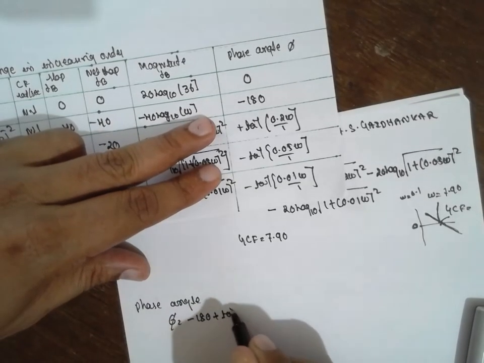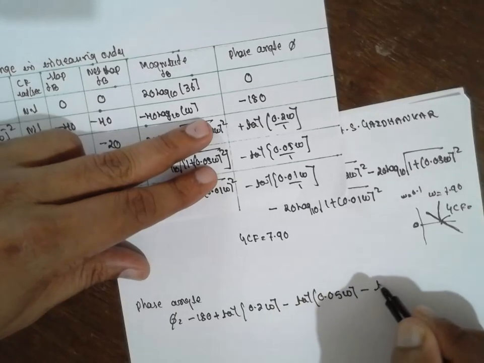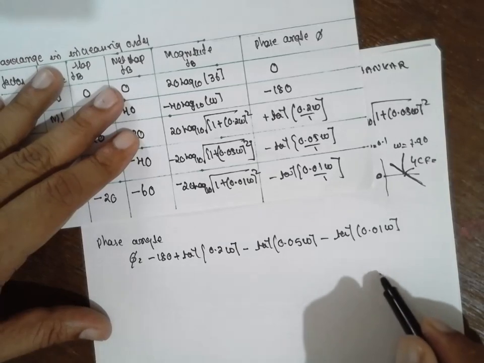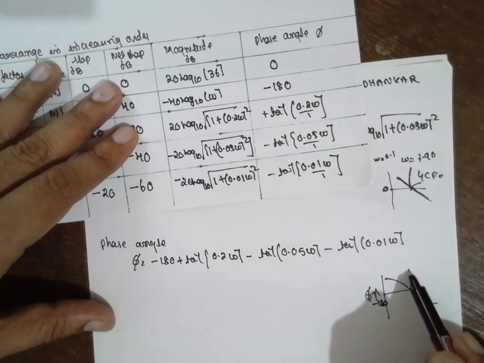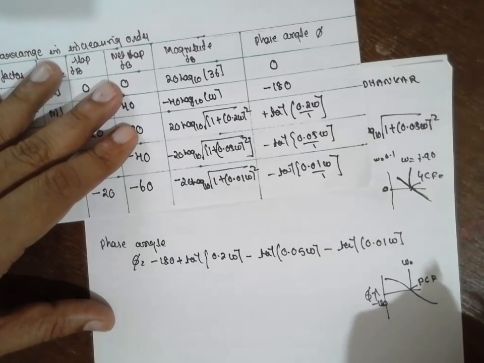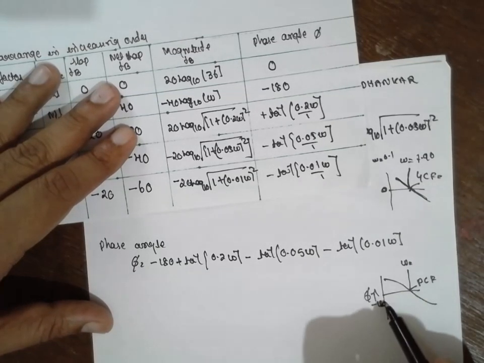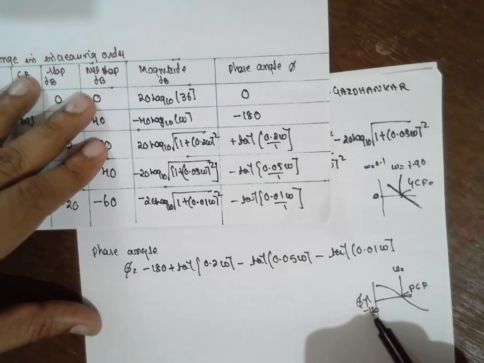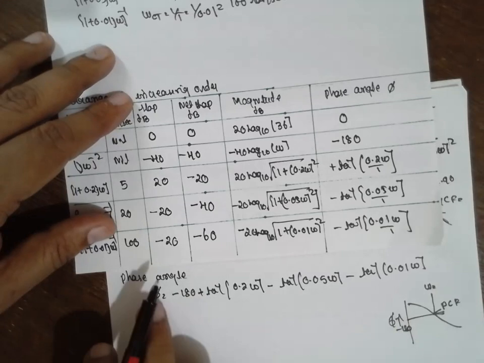Phase angle phi is equal to minus 180 plus tan inverse 0.2 omega minus tan inverse 0.05 omega minus tan inverse 0.01 omega. In the normal case, every time the phase angle crosses minus 180, it moves in this way. Here also you have to find the omega value. This we call the PCF, phase crossover frequency. This is the gain crossover frequency. What is the value of omega when 180 is there? Every time we draw this as the reference line, 180, and this one as 0. In the previous videos we have always written minus 180. If the square term is above, the behavior changes. If the square term is below, the behavior remains the same.